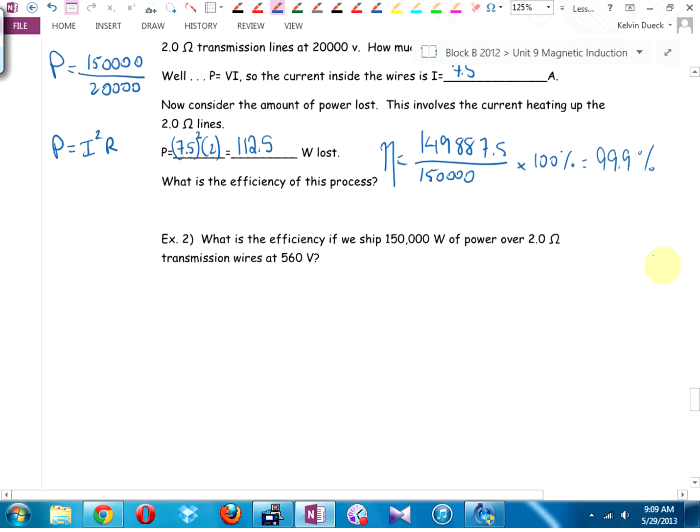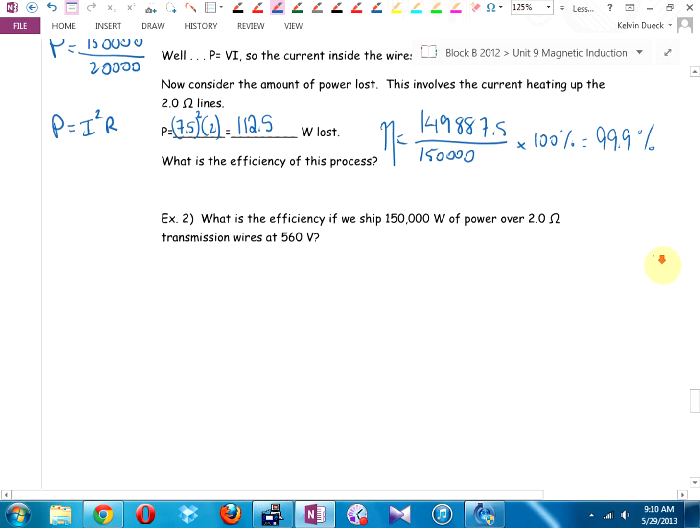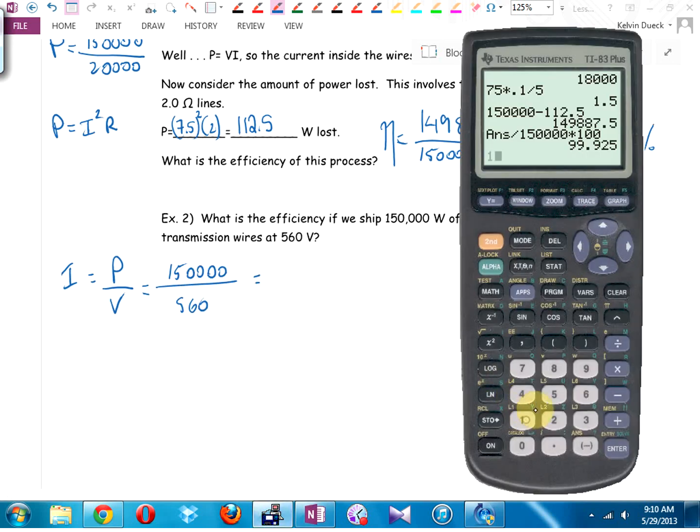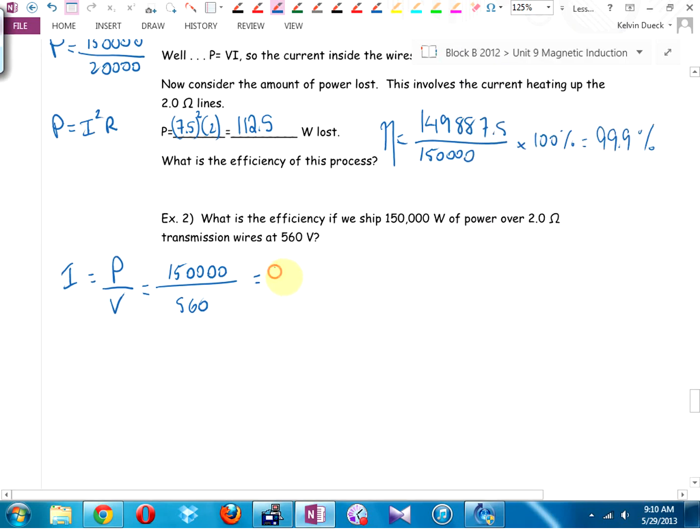What if I do this same thing, 150,000 watts of power, 2 ohm resistance power lines, but I'm going to ship it at a much lower voltage. Instead of 20,000 volts, 560 volts. First thing I need to do is figure out the current. Power divided by voltage, because power was defined as VI. Nice review of some of our circuitry stuff. It's going to be 150,000 divided by 560. 268 amps.